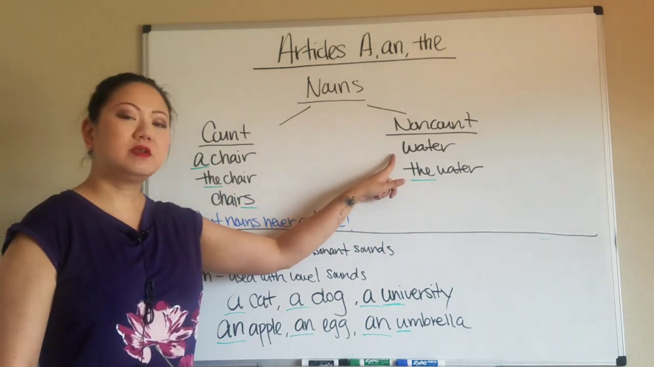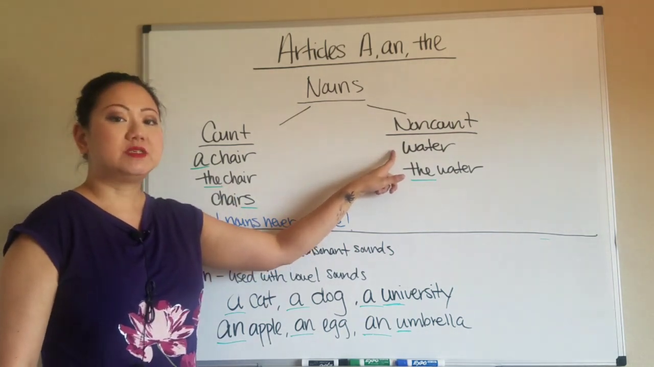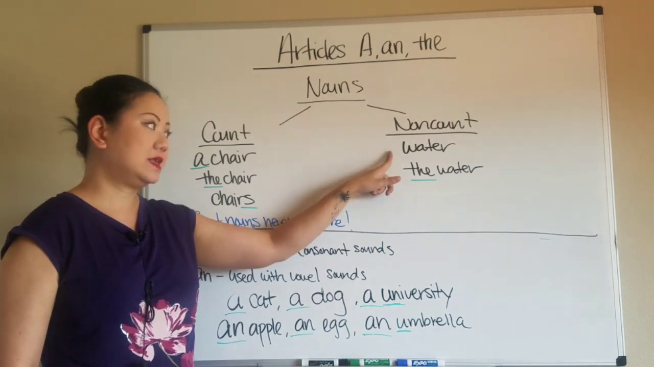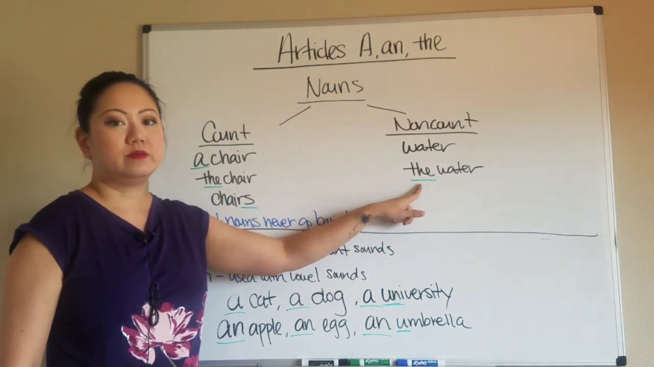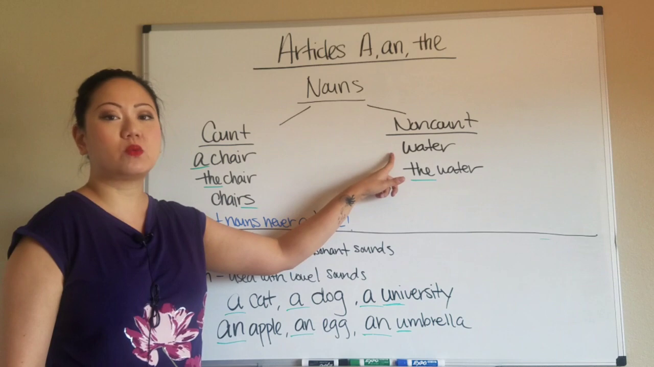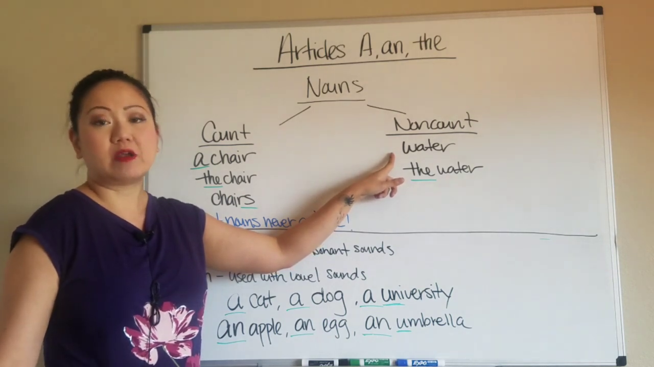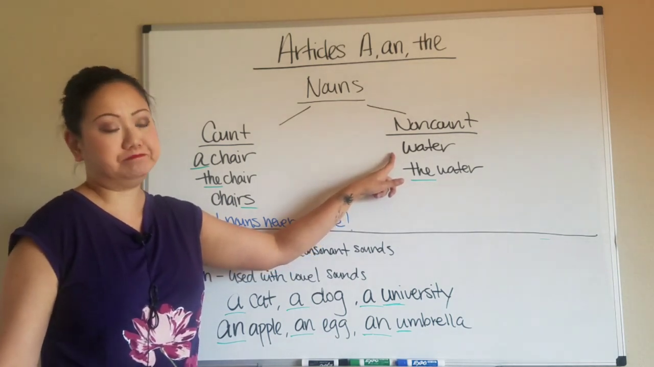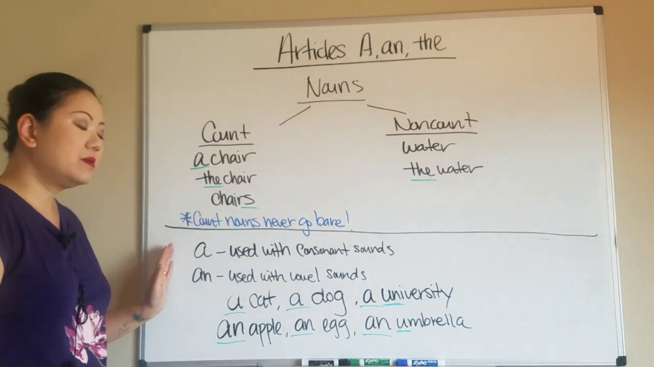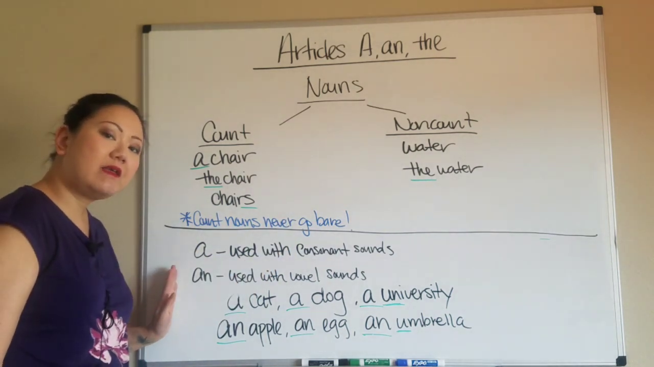On the other hand, with non-count nouns like water, they can actually stand by itself without anything, or you can use the. And because non-count nouns like water are not countable, they will not take an S. Okay. Now let's talk about the difference between a and an.